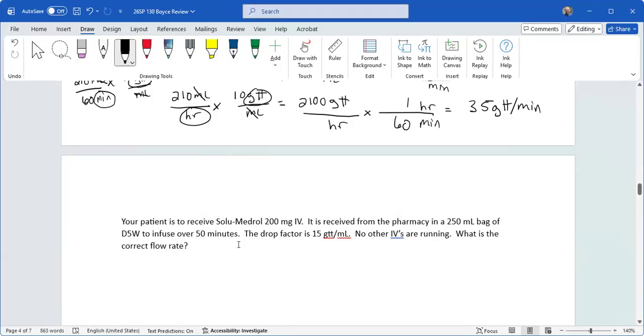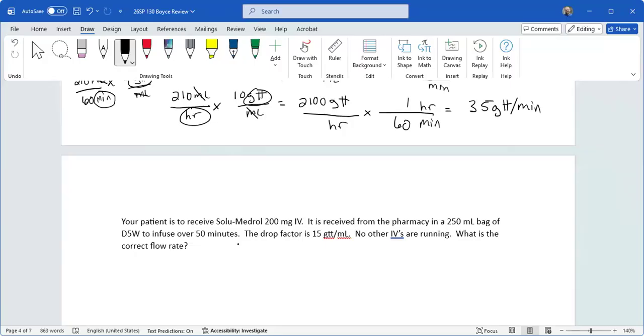So this is a good example of a type of question that has extra information. I even gave that to you in the previous scenario. It's just that we changed what the information is. So Solu-Medrol 200 milligram IV, very important, making sure that the patient's receiving the correct medication. But it doesn't help me with the flow rate. Okay. So it's just another piece of information.